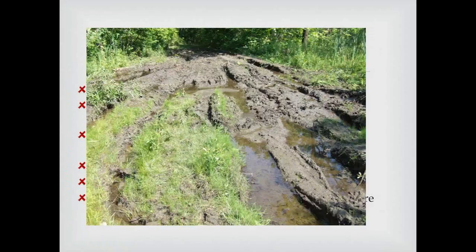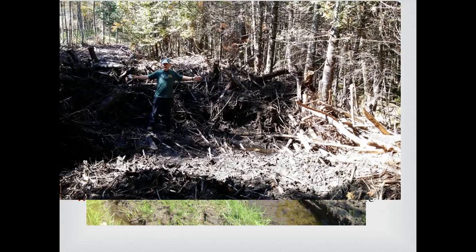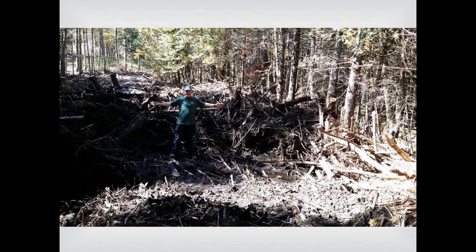So here's an example of excessive rutting that probably has done quite a job changing the flow of water in and out of the wetland. And here's an example of excessive brush left in that needed to be removed in order to comply with our rules.